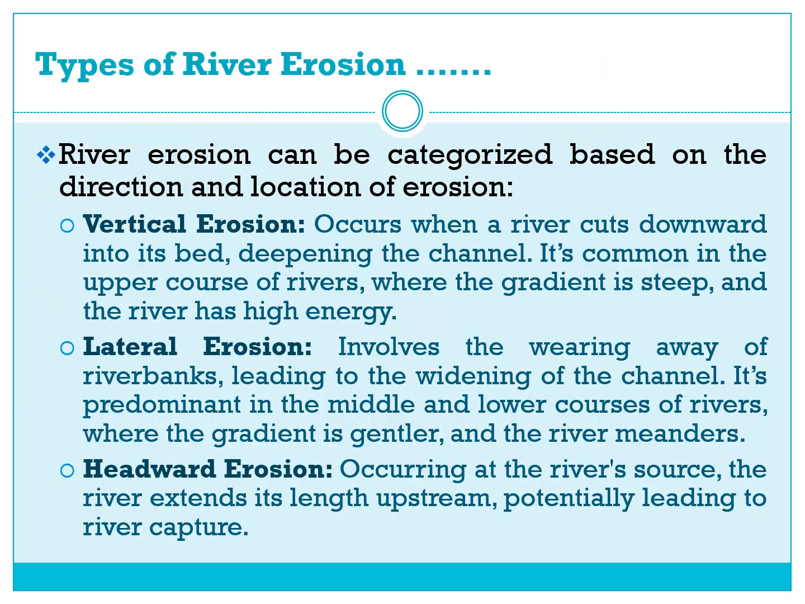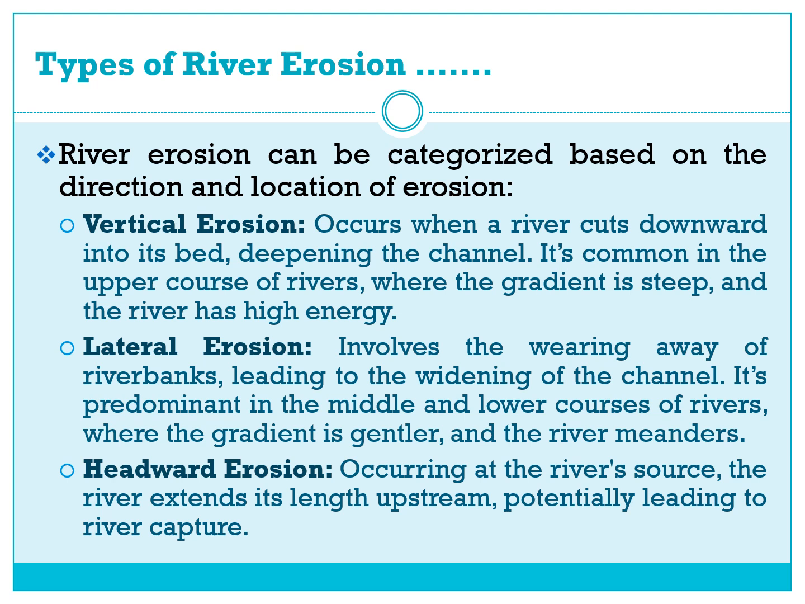Types of river erosion. Rivers are not just linear features on the landscape. Their erosive action is three-dimensional, working vertically, laterally, and headward to sculpt the terrain. Understanding these types of erosion helps us appreciate the diverse landforms we see along a river course.